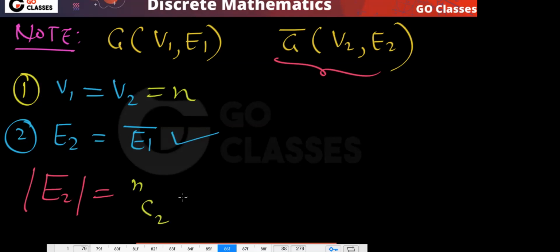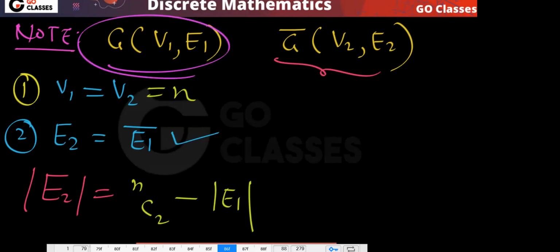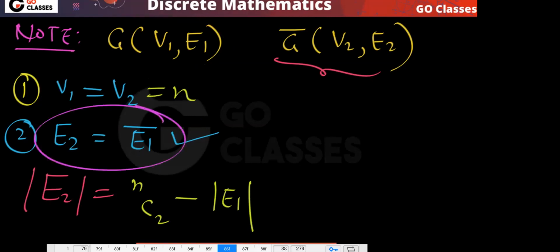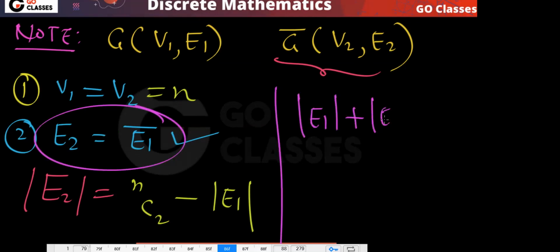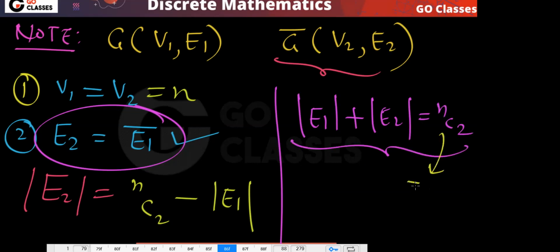So the total number of edges is NC2, minus the number of edges in this, because we are doing the complement of edges. So I can say the number of edges in E1 plus the number of edges in E2 is equal to NC2, the total number of edges. And this is the number of edges in Kn, the complete graph on n vertices.